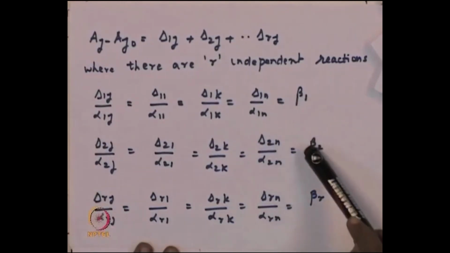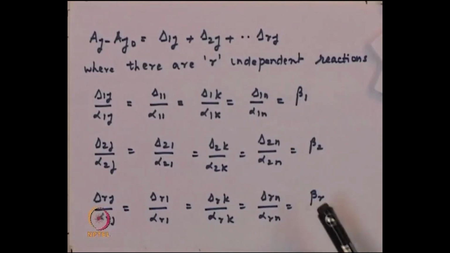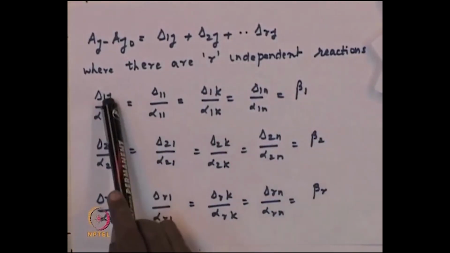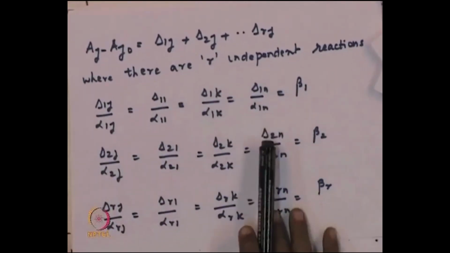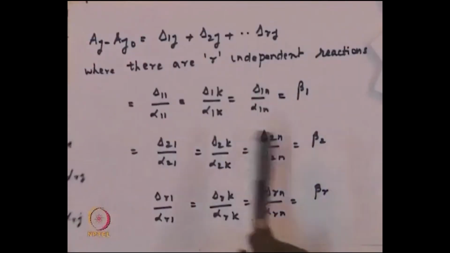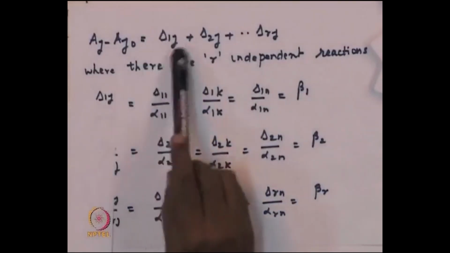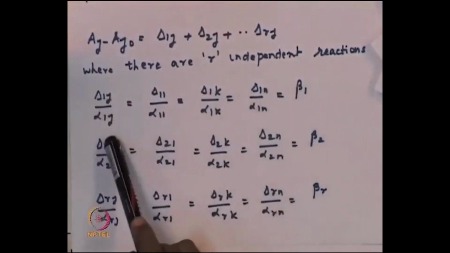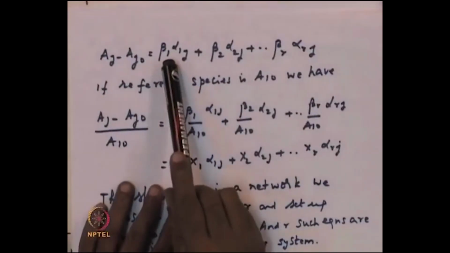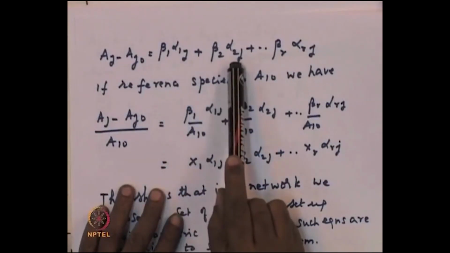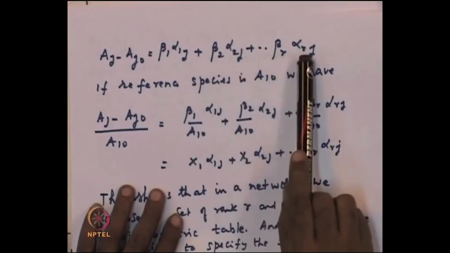So, what are beta 1, beta 2 and beta R? What are the units of these? Moles, the change is in moles. So, with this relationship we recognize that this whole change A j minus A j 0 can now be written like this. We can write delta 1 j as beta 1 times alpha 1 j, delta 2 j is beta 2 times alpha 2 j. Similarly, delta R j is beta R times alpha R j.